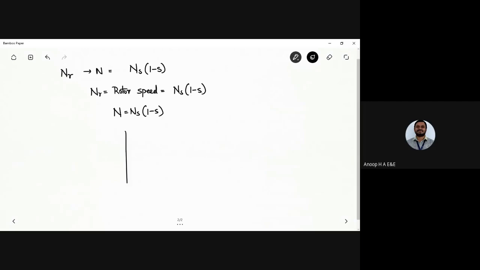So what happens when slip equals 0? That is when the machine is not in a running condition. I will have N equal to NS only when slip is equal to 0. We call this condition not running, or standstill.